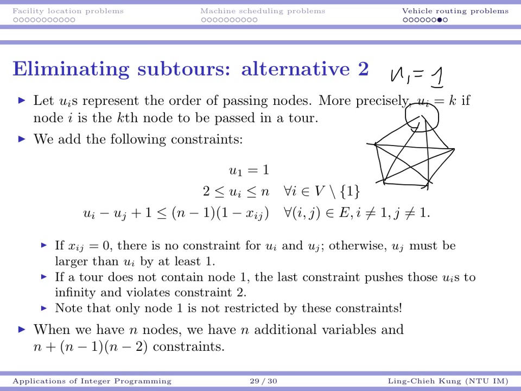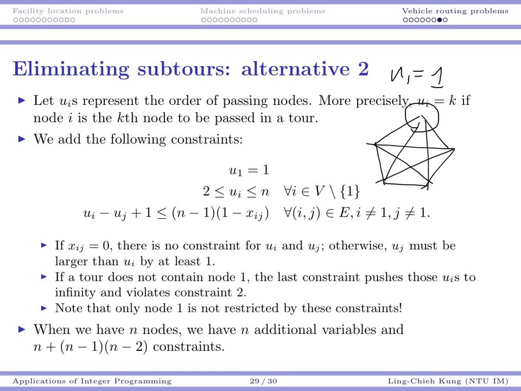Suppose xij is 0. That means suppose I do not select that particular arc. Then this part would be 1, this would be very large, and this constraint is redundant. If xij is 1, however, that means if I select that arc, then I require ui to be at least 1 unit larger than uj. Uj is required to be larger than ui by at least 1. Okay, you put uj to the right hand side.